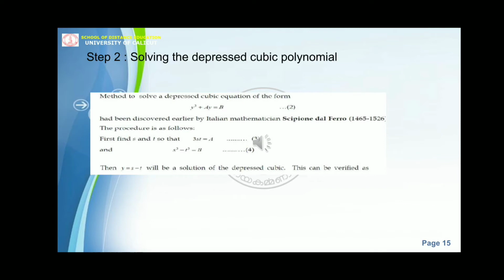The second step is solving for the depressed cubic polynomial. To solve the depressed cubic polynomial, we first find s and t such that 3st equal to a and s cube minus t cube is equal to b. After finding such s and t, we get that y is equal to s minus t. So we can solve for y, and after solving for y, we can easily solve for x, thus solving the cubic polynomial.